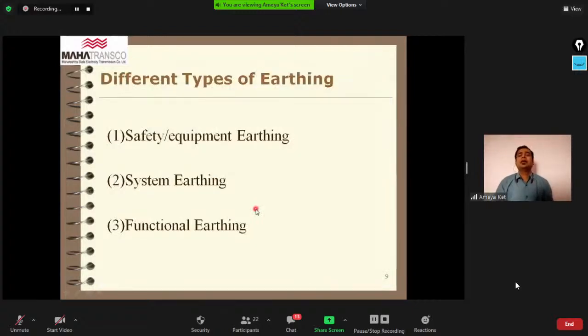We'll move ahead. Before going to any design, we must know a few design philosophies and the different types of earthing. Today, in this first session, we will be discussing the prerequisites of earthing and its design. In the second session, after lunch, we will discuss earthing and its design. So first, we will see the different types of earthing. First is safety and equipment earthing, second is system earthing, and third is functional earthing.